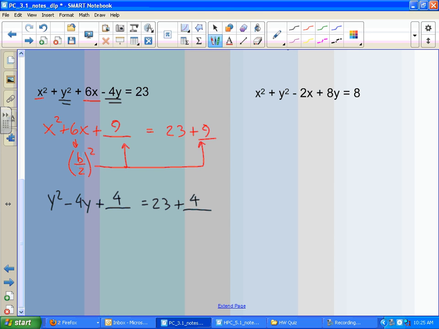So what I really need to think about is that 23. There's only one 23. I just set it up this way to show completing the square. So really, I'm not going to go 23 plus 9 and then add on to that 23 plus 4, because I'm counting the 23 twice if I do that. So really, the only thing I'm adding to the right-hand side is what? I'm only adding those two together, which means I'm adding 13 to the right-hand side of the problem.